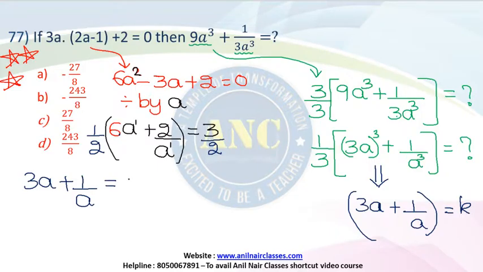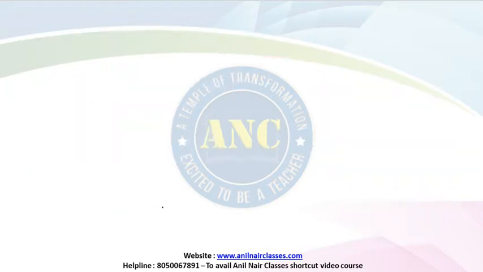That is nothing but 3 by 2. That means I know the value of 3a plus 1 by a as 3 by 2. Now I need to find 3a whole cube plus 1 by a whole cube. That is very simple for me.